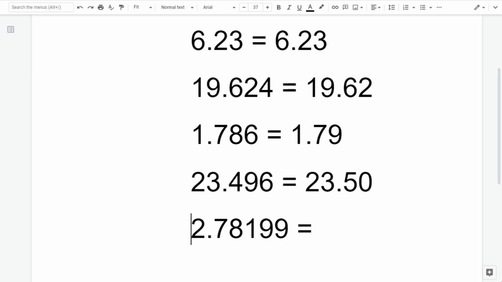One last example, 2.78199. So the 8 is in the hundredths place. This 1 is, well, it's 4 or less, so I'm just going to let it rest, and I'm going to get 2.78, and everything else falls away.